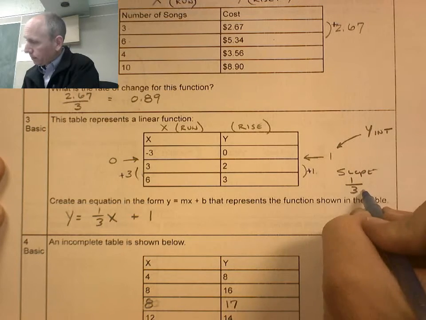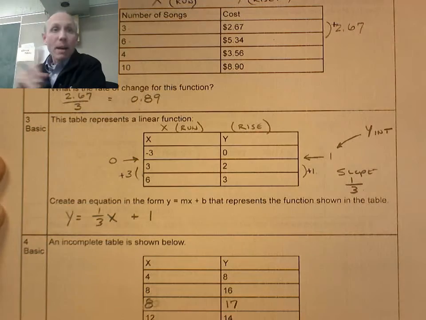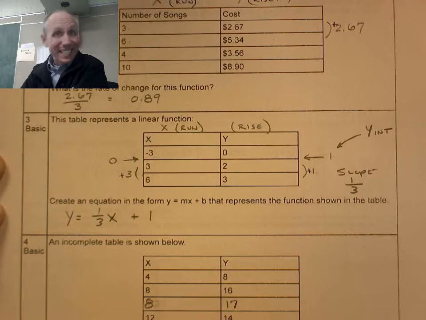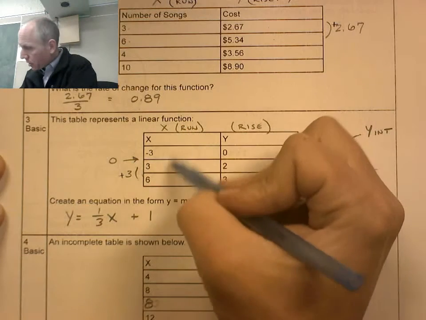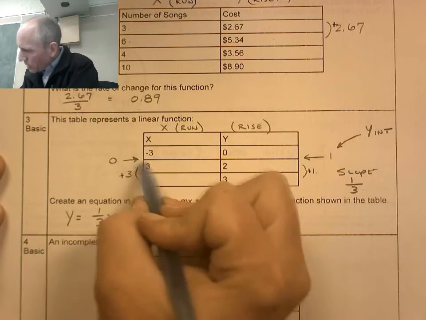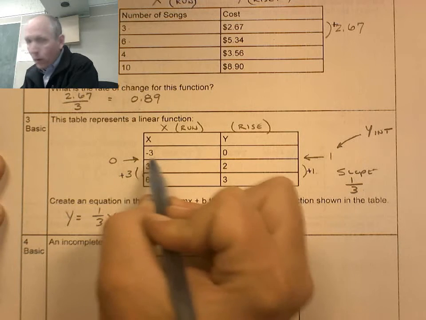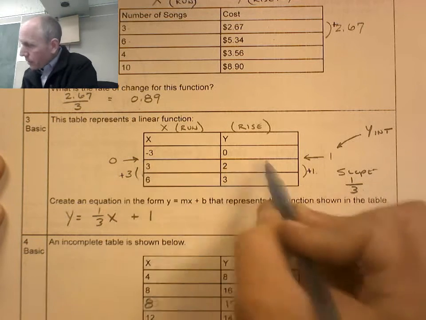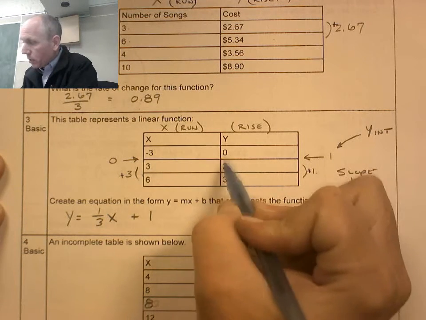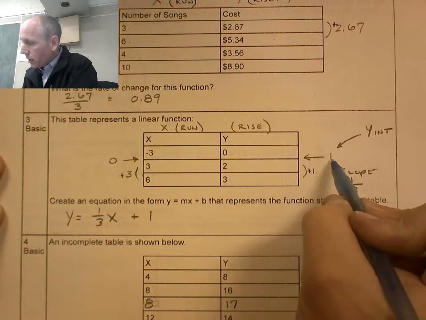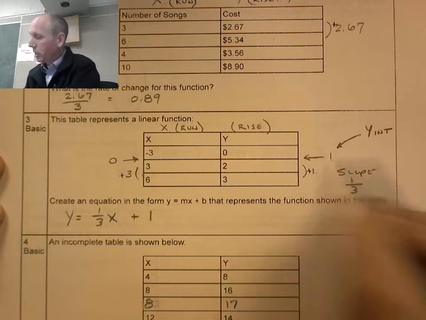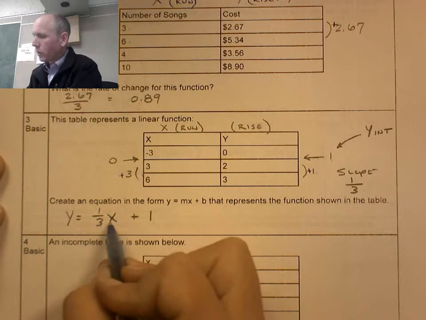There's my slope. My y-intercept occurs when x is 0. So right here, where's x 0? Well, x equals 0 is in between these two numbers. It's halfway in between those two. So what's halfway in between 0 and 2? 1. So there's my y-intercept, and now I put it together. y equals 1/3 x plus 1.